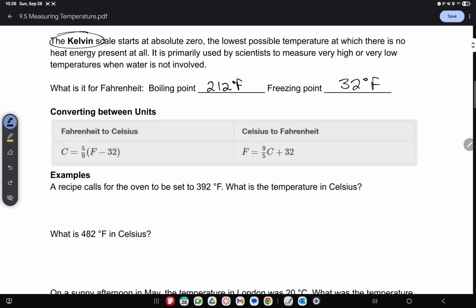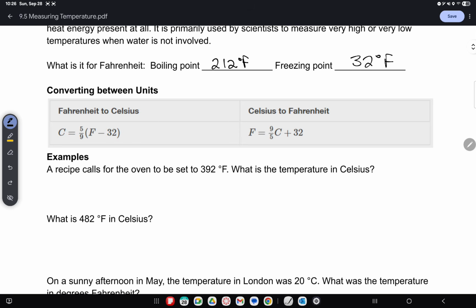All right, so here's some formulas that we are going to use to convert between. So we can go from Fahrenheit to Celsius and Celsius to Fahrenheit. We're just going to plug in the numbers and use them. So our recipe calls for the oven to be set at 392 degrees Fahrenheit. What is the temperature in Celsius? So we want to go from Fahrenheit to Celsius.